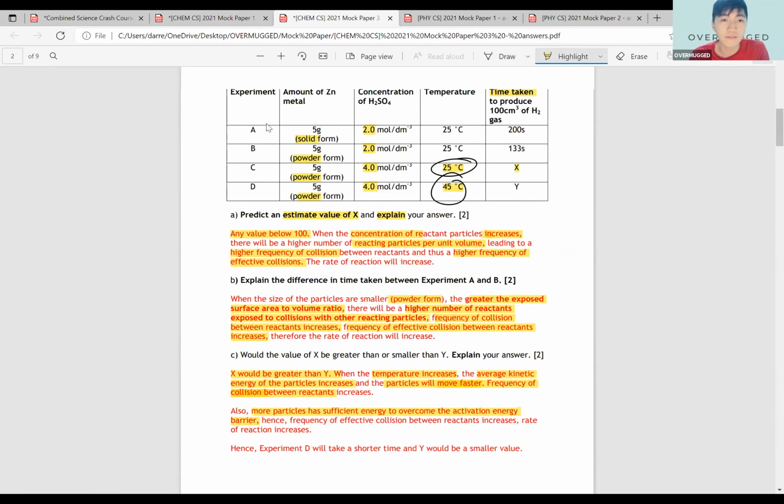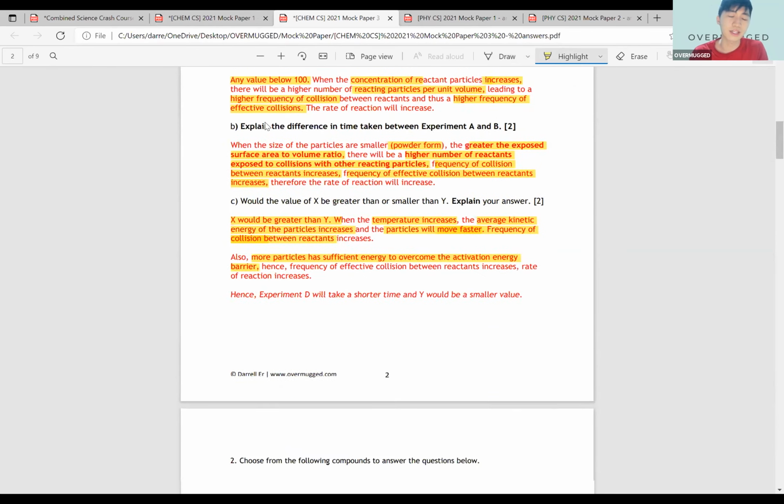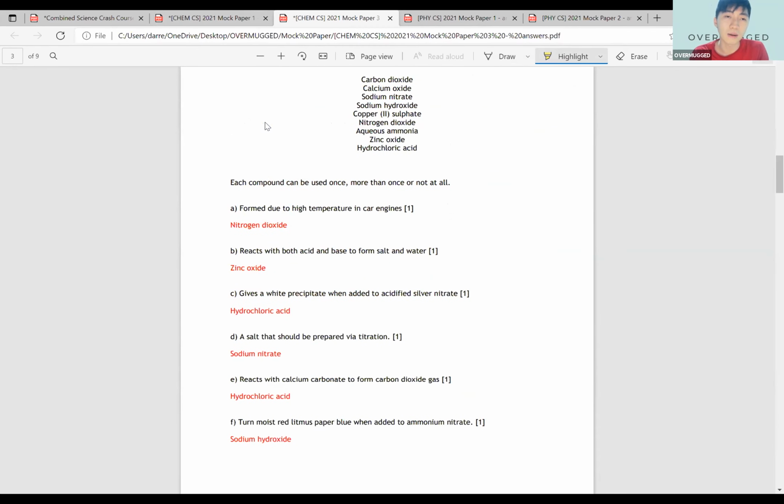Question two, this is a very common type of question. There isn't a specific chapter here, but it's really about combining and understanding your different substances. So I'll just go through this very quickly. High temperature in car engine, you form nitrogen dioxide. Another way you can form nitrogen dioxide is via the lightning. Next, zinc oxide, because zinc oxide is an amphoteric oxide. White precipitate when added to aqueous silver nitrate, remember?